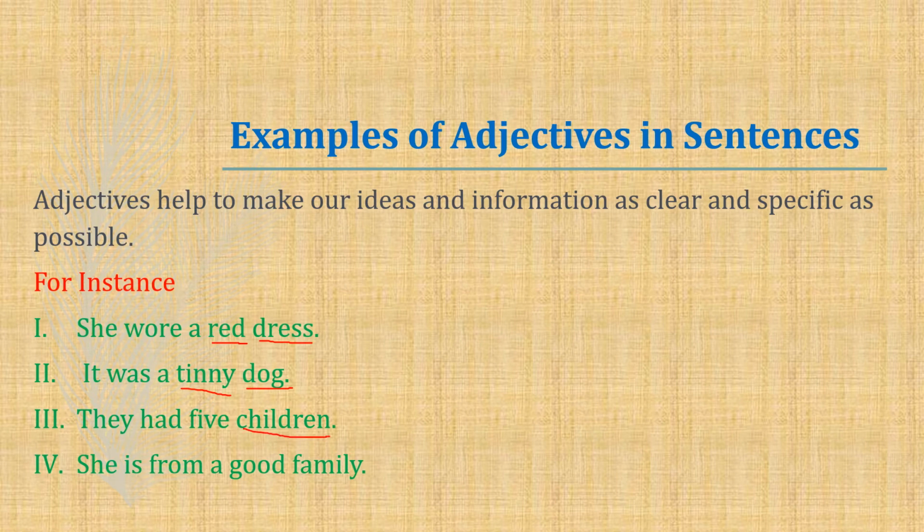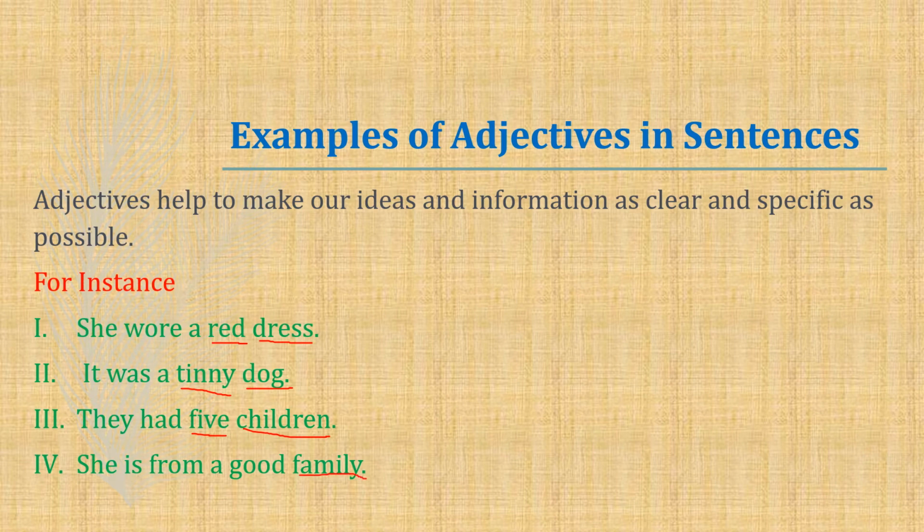The third example, they had 5 children. Children in this case is our noun. 5 is an example of an adjective. And here 5 is giving more information about children. Which children are you talking about? It is the 5 children. How many children did they have? They had 5 children.